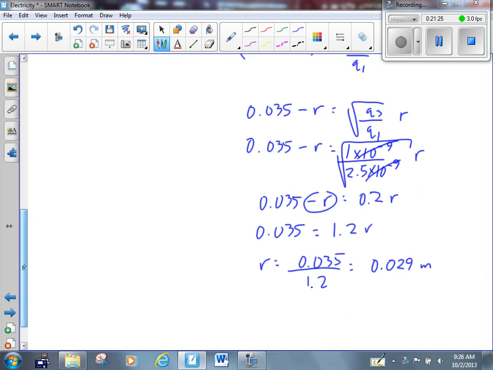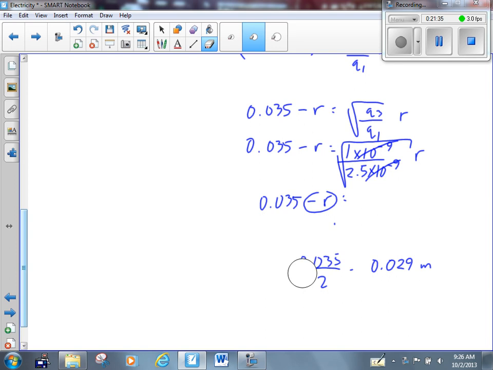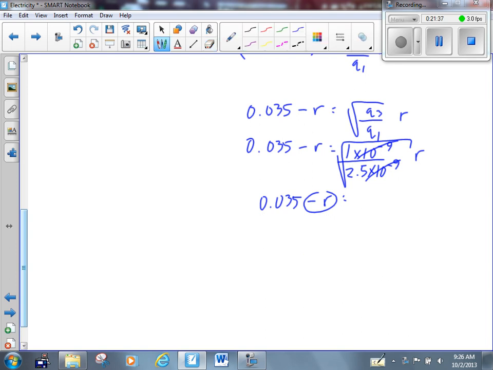What is it? Oh. So this number wasn't 0.2? Oh, you guys told me it was right. Somebody told me that was right. Okay, what is that then? What is the square root of 1 over 2.5?